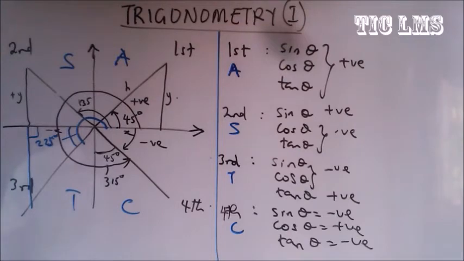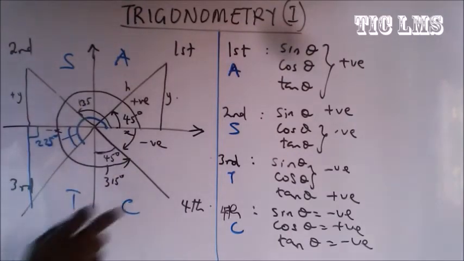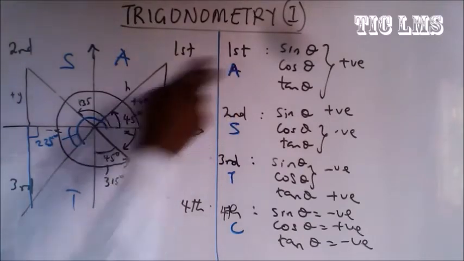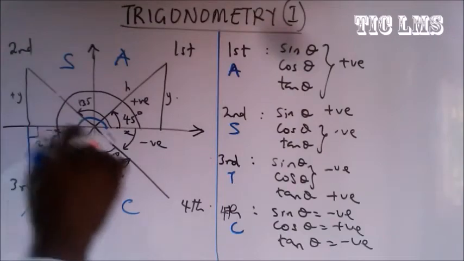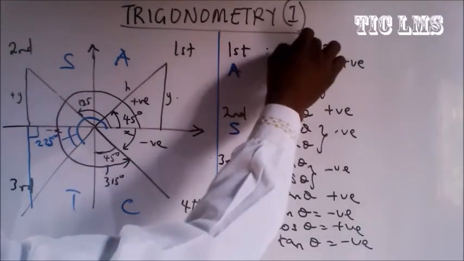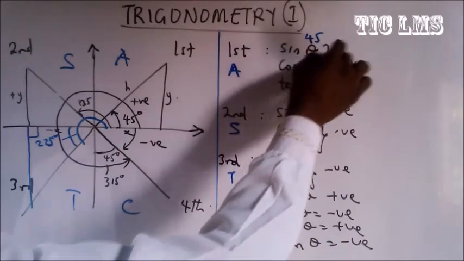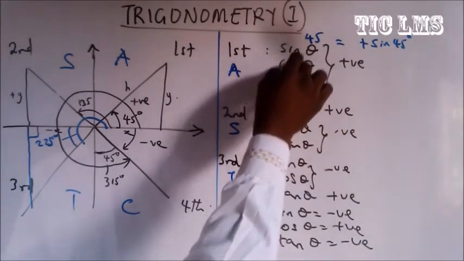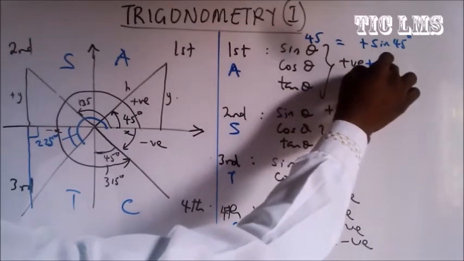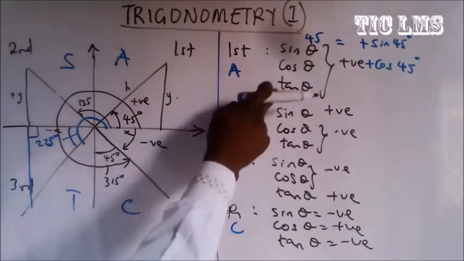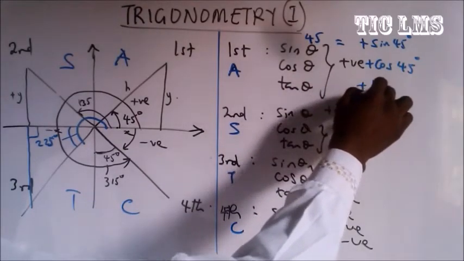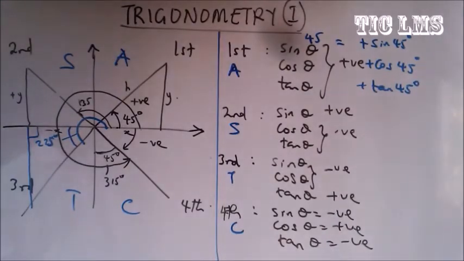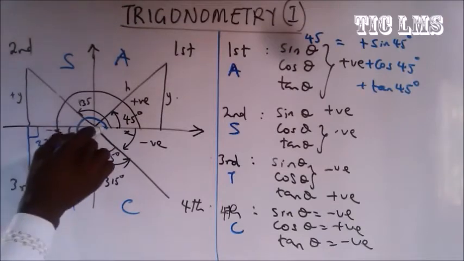Next, the drill to finding angles that fall between the first, second, third and fourth quadrants is that if you have your angle at the first quadrant, let's take it that the angle is 45 degrees. So sine 45 degrees is equal to plus sine 45 degrees. Cos 45 degrees is also going to be plus cos 45 degrees. Tan 45 degrees equals plus tan 45 degrees, since all the entities are positive.